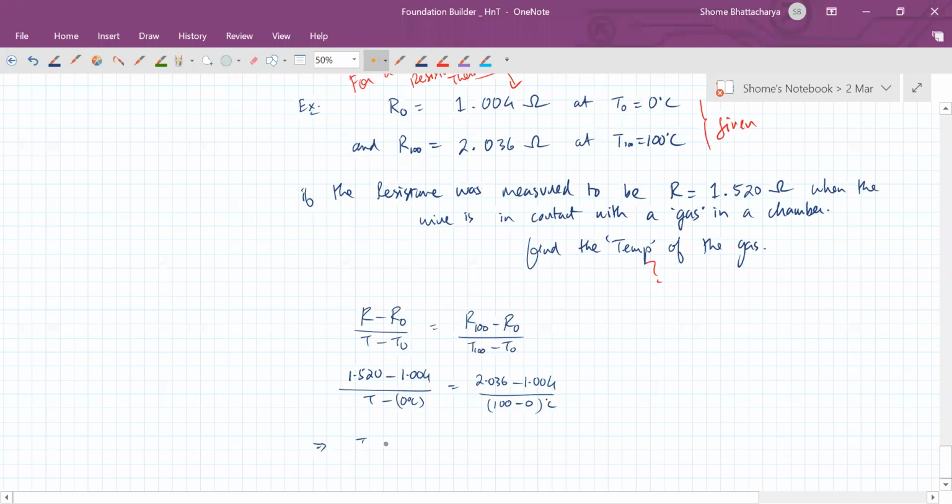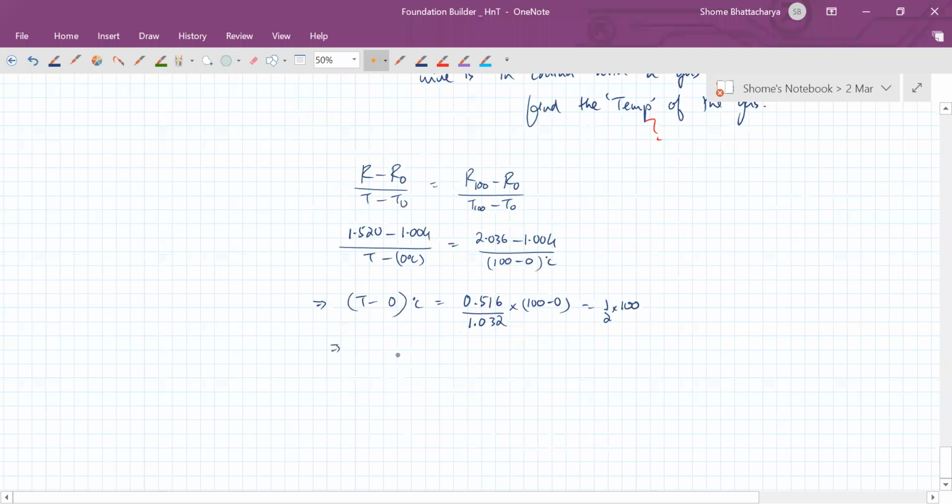So as you can see, T minus 0 will come out to be 0.516 divided by 1.032. So that is half of 100. So T comes out to be 50 degrees.